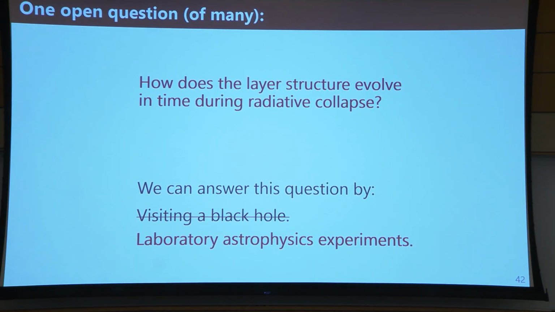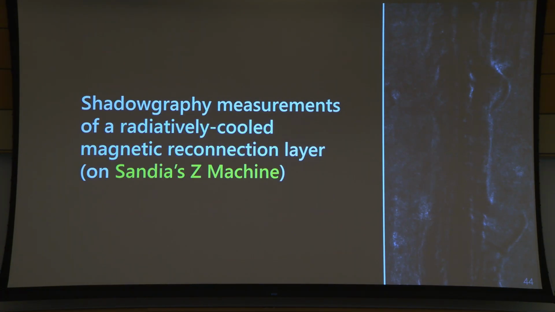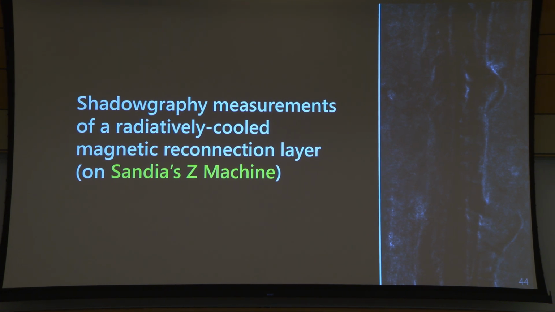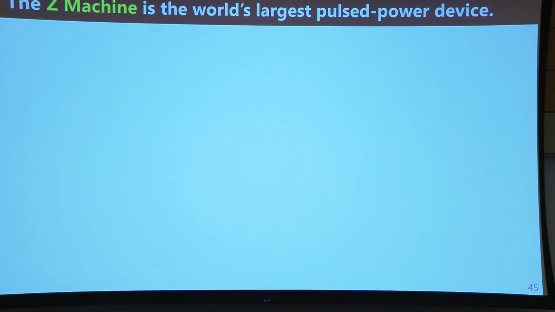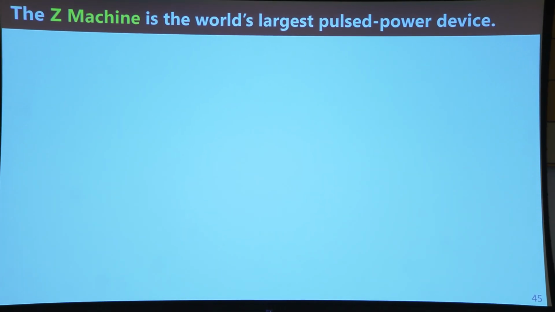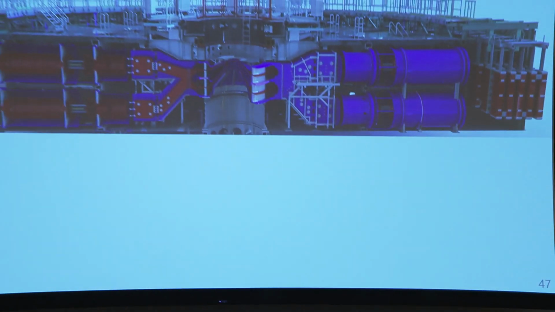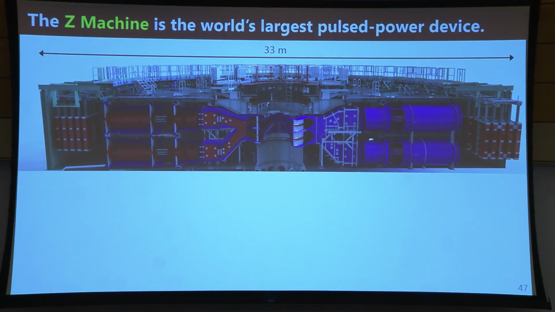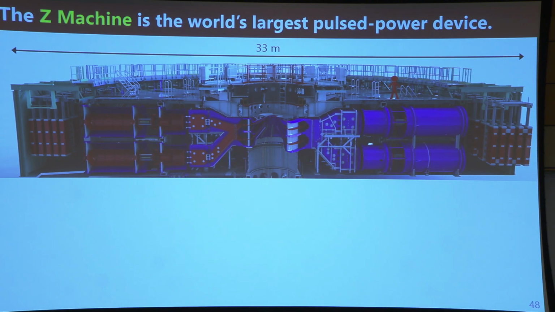So, bringing it back to the open question, we're going to answer this with a laboratory astrophysics experiment. This brings us to the secret hidden part of this title, Sandia's Z machine, which is the location, the facility where we conduct our experiments. For those of you who don't know, the Z machine at Sandia National Labs in Albuquerque, New Mexico, is the world's largest pulsed power device. This is a slice through the center of the overall machine. It is absolutely massive. It is 33 meters in diameter. And just for reference, in red, that's about the size, the height of a typical person. This whole machine is in a giant warehouse out in the middle of the desert.